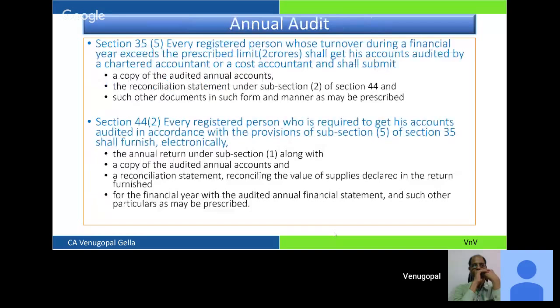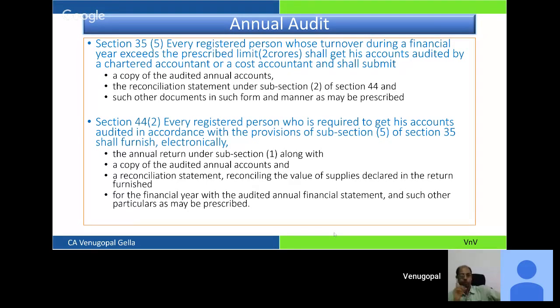Along with the annual return, every user whose turnover is more than 2 crores would have to file GSTR-9C along with GSTR-9. If the turnover is more than 2 crores, the annual return has to be filed first, which is GSTR-9. And if it is a case of an audit, he will submit GSTR-9C subsequently.